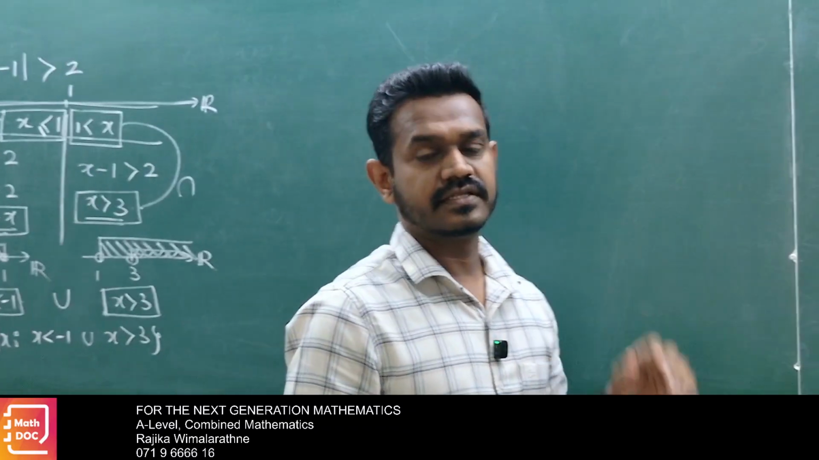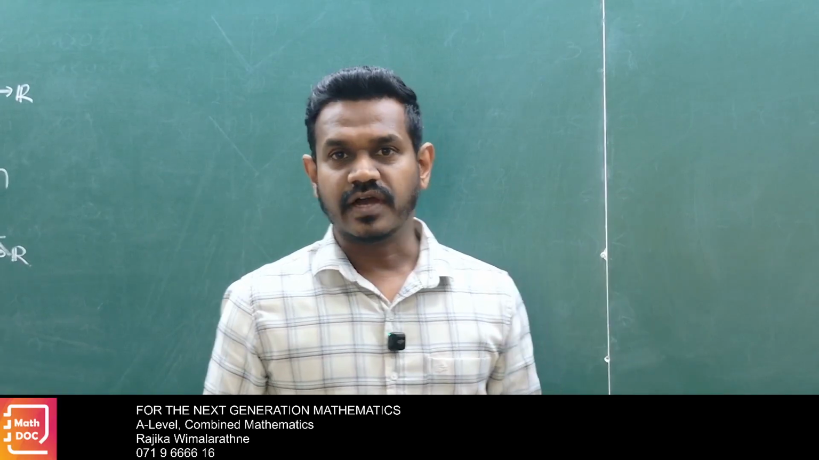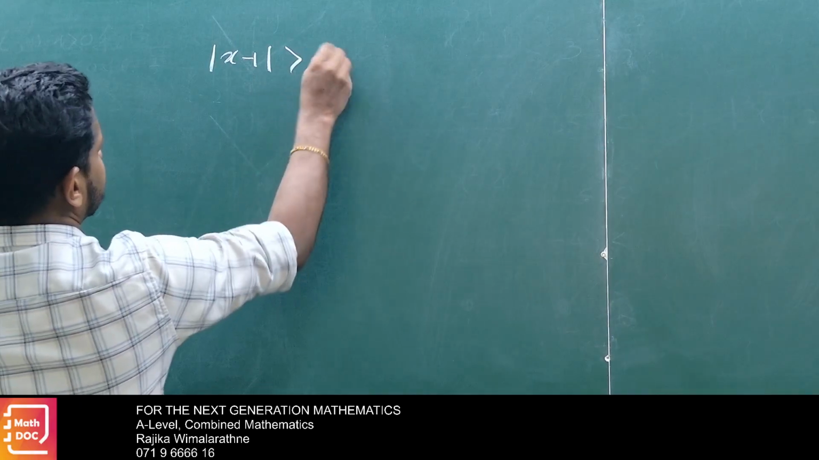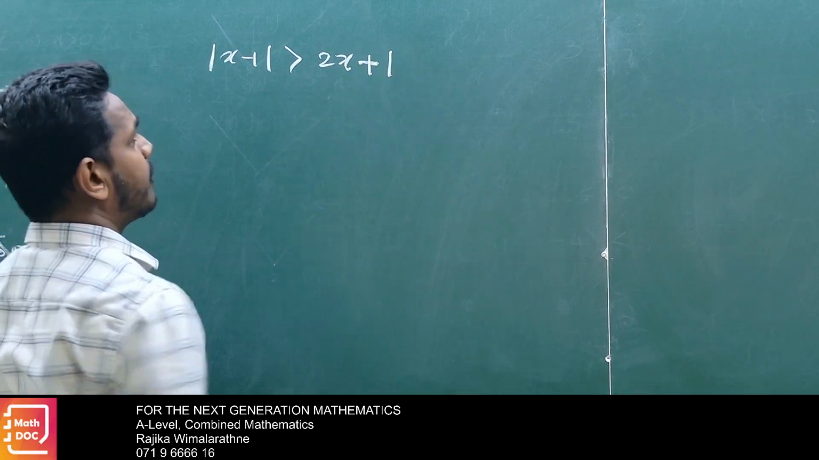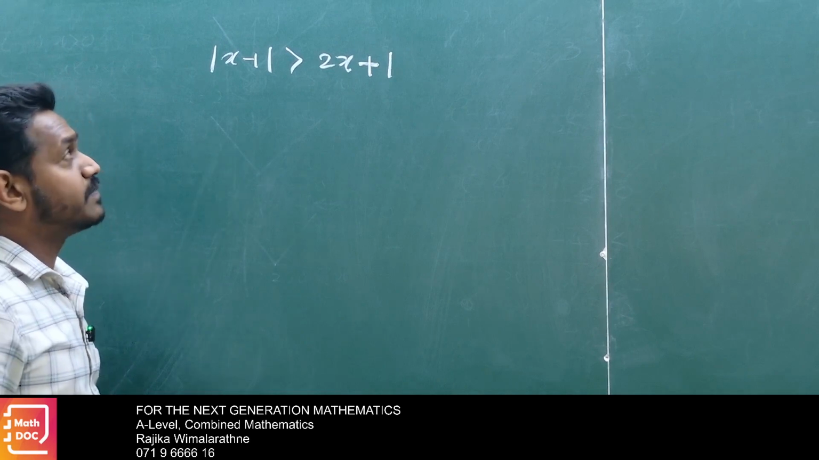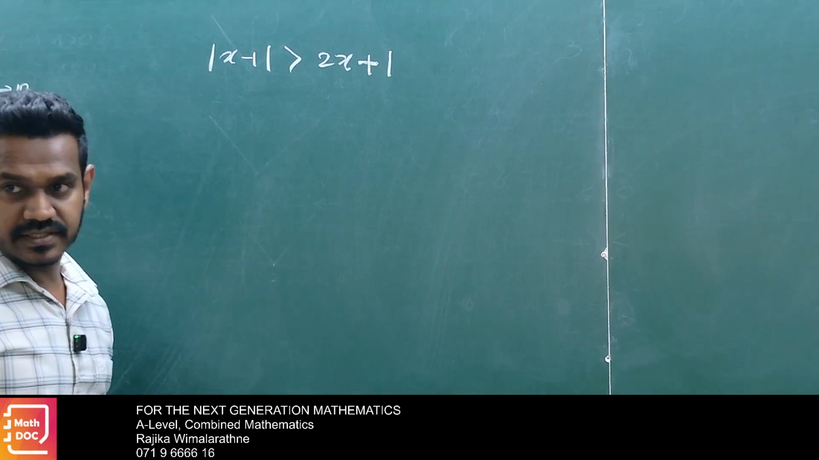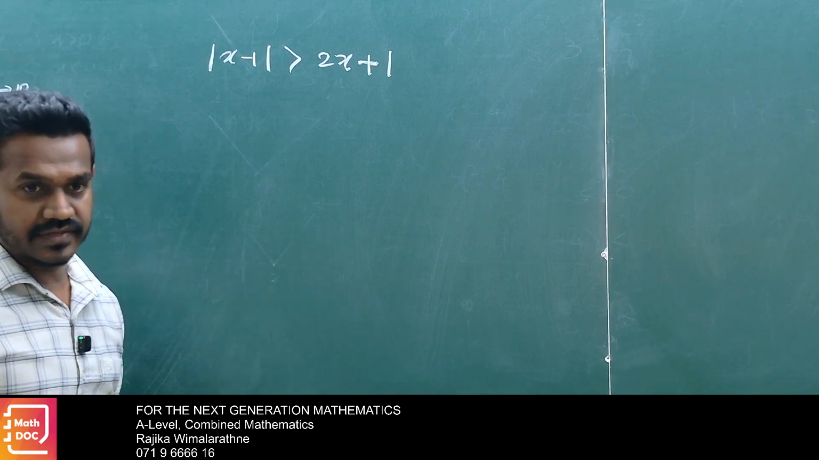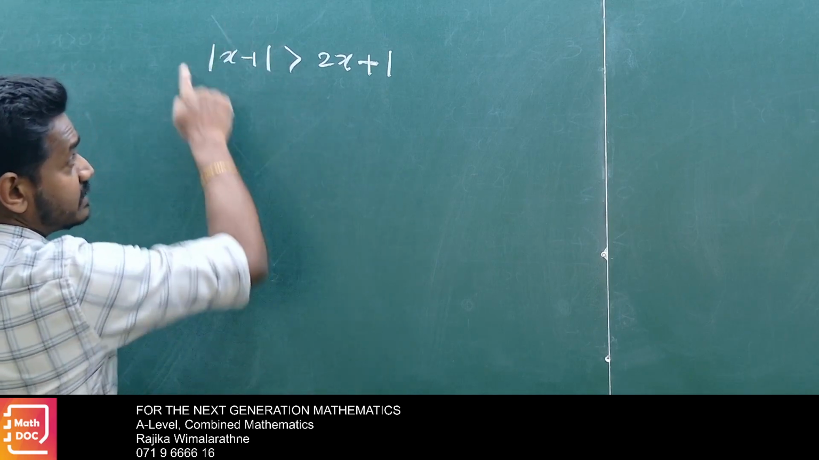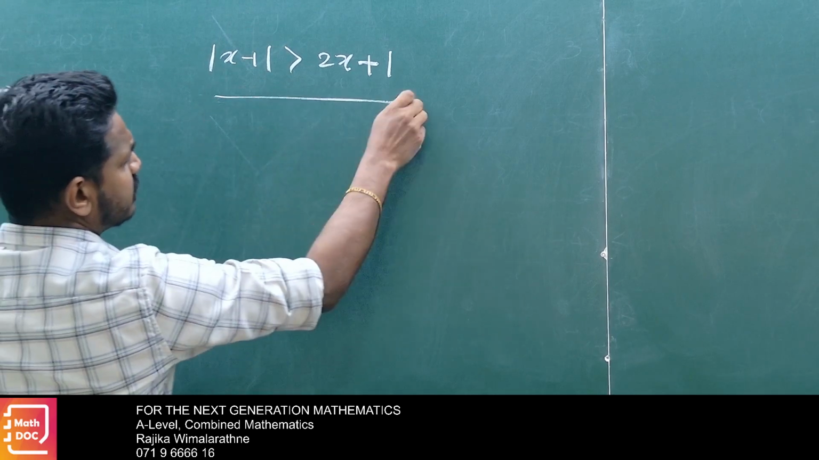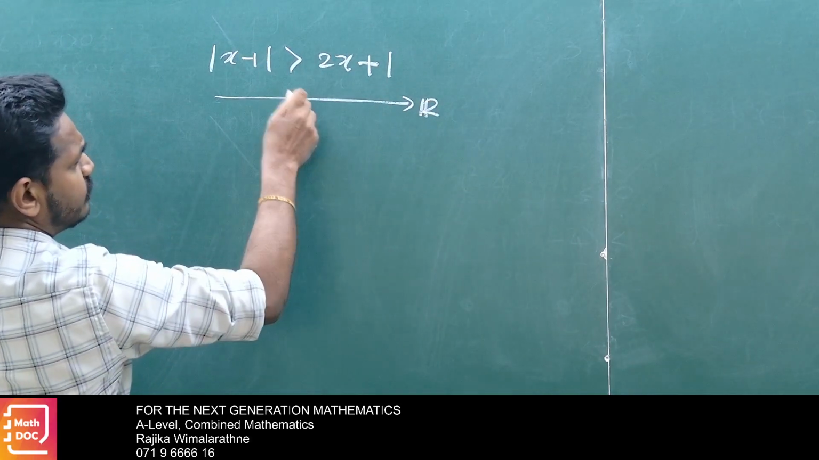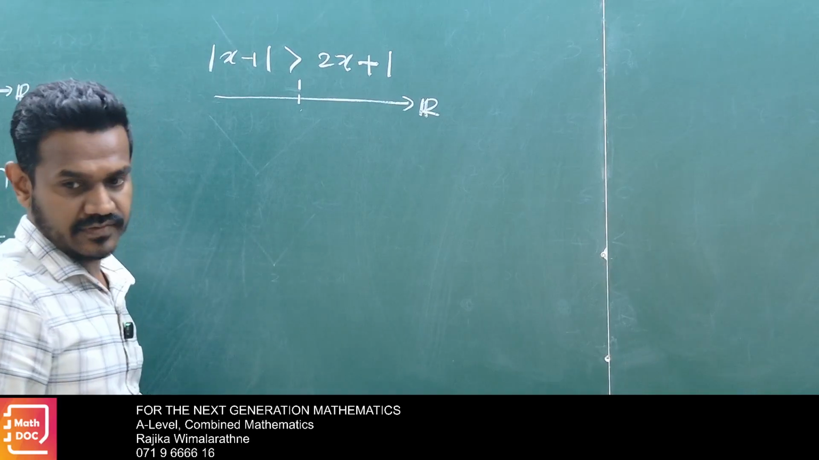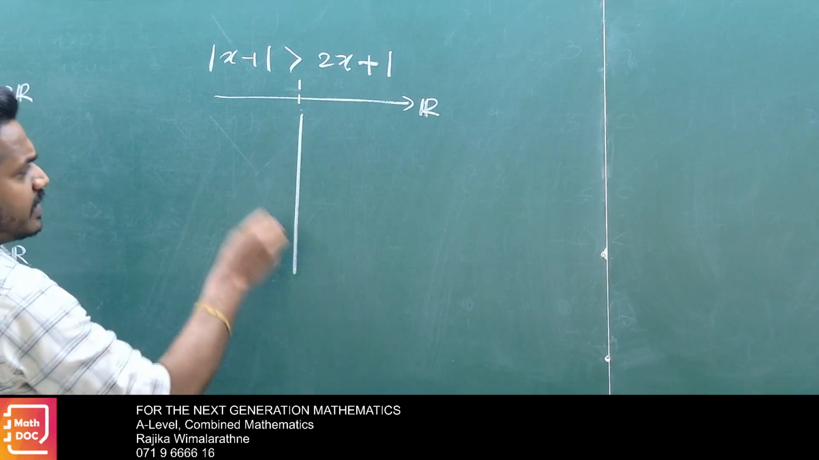Okay, see another one. You follow the same technique. |x minus 1| greater than 2x plus 1. First you see only the modulus, not the others. Here we have one modulus, so on the real number line mark the zero value 1. Don't think about the other; only with the modulus sign you take the critical value. Now you get a table.